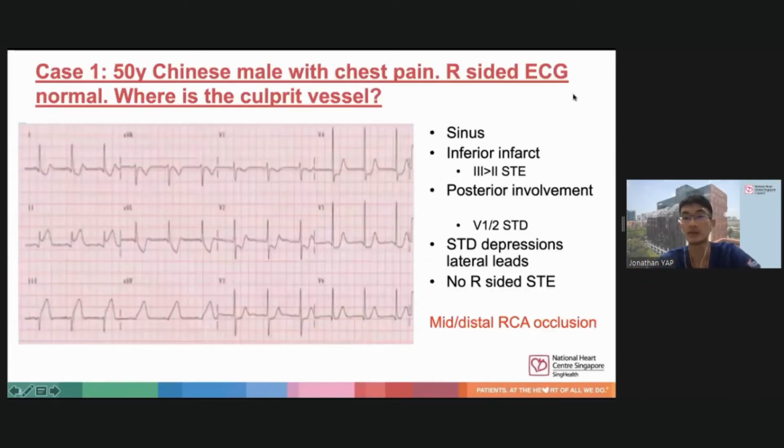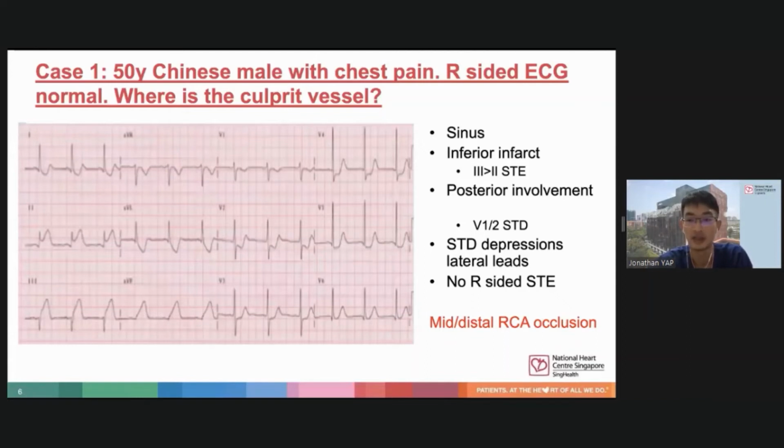So let's come back to the ECG that we saw earlier. This gentleman presented with chest pain. I mentioned that the right-sided ECG is normal. Where is the culprit vessel? If you analyze this ECG, the most stark abnormality is that there are ST elevations in 2, 3, and aVF. In this case, if you count it exactly, the ST elevation in lead 3 is slightly more than lead 2. So this hints a little bit more towards RCA involvement rather than the circumflex.